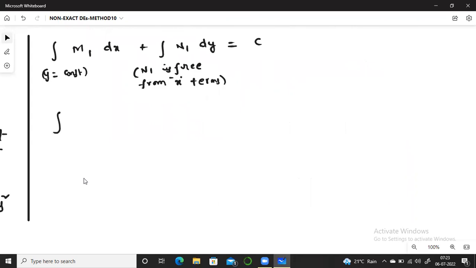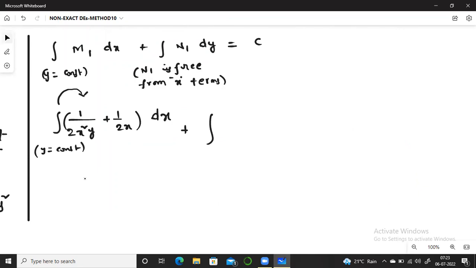So M1 value is 1 over 2x square y plus 1 over 2x into dx. Remember, y should be constant while operating this operator. While operating this operator on this, remember y should be treated as constant. Plus integration of N1 into dy. N1 value should be free from x terms.